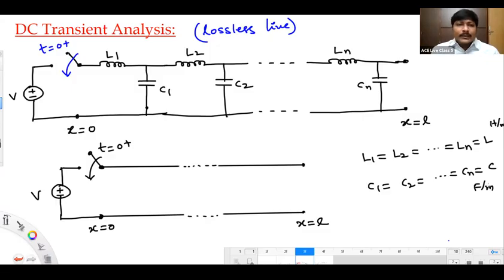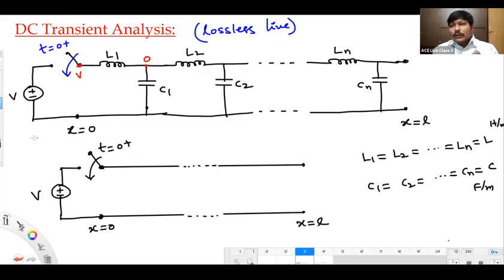Please tell me now. At time t equals 0 plus, the switch is getting closed. L1 acts as an open circuit, C1 acts as a short circuit. Then what is this voltage at time t equals 0 plus? All of you please tell me. What will be the voltage at this place? 0, right? Because the capacitor is acting as a short circuit, there is no voltage on the line. But what is this voltage? Just now we have closed the switch. Just after closing the switch, this voltage will be V.